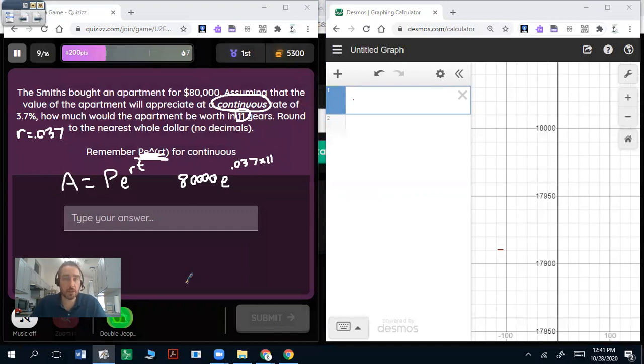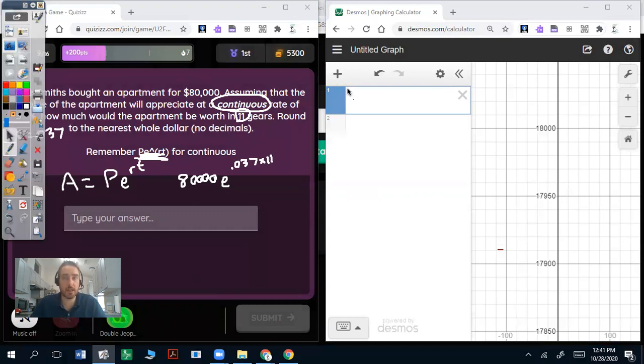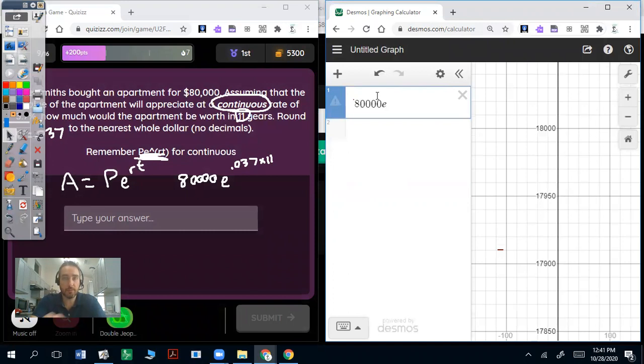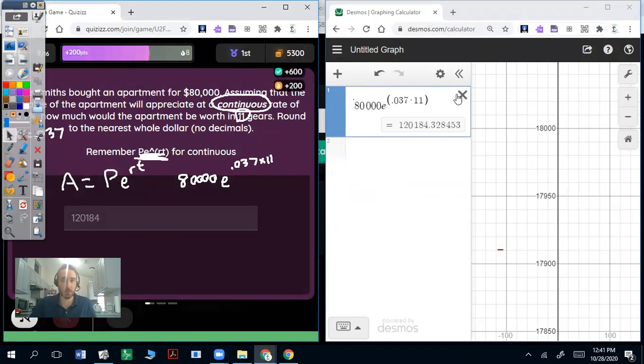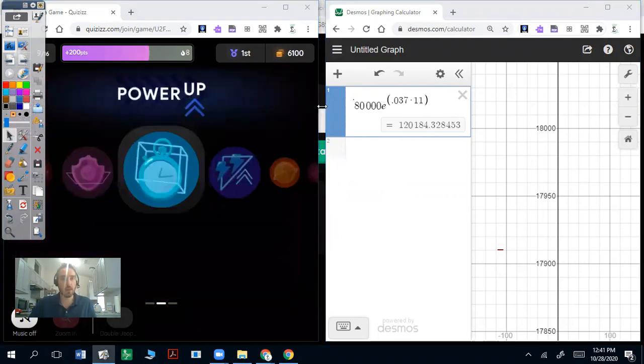So that's a calculator part at this point. So let's plug that into here. 80000 e exponent 0.037. Put that in parentheses. Multiplied, shift 8 times 11. That apartment is going to be worth $120,184.32. Whole dollar would just be 120,184. Yes, we got it. All right, next question.